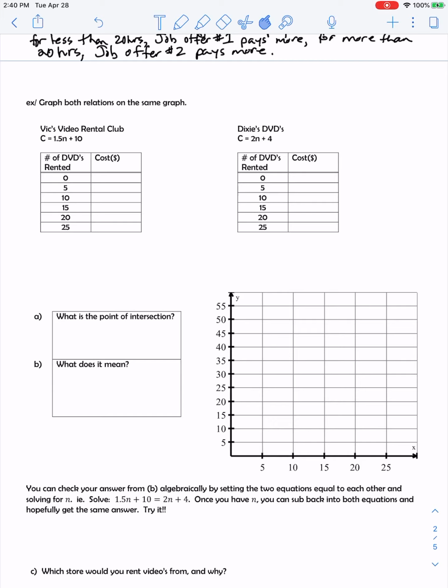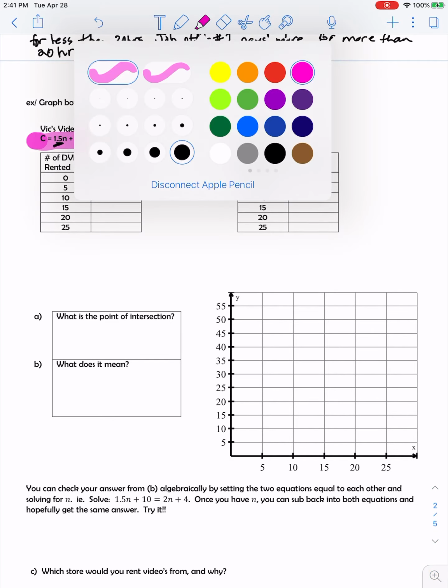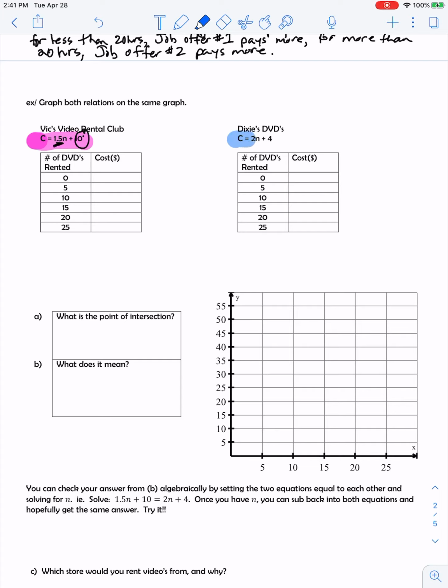So we have here 2 video rental places, and one's called Vic's Video Rentals, and the other one is called Dixie's DVDs. And the cost structure for Vic's is, the cost is 1.5N plus 10. So to me, what that means is that they're going to charge me $10 to join the club, and then they're going to charge me $1.50 per rental. At Dixie's DVDs, I'll do her in a different color, so let's do her in blue. At Dixie's DVDs, her cost structure goes by the equation C equals 2N plus 4.